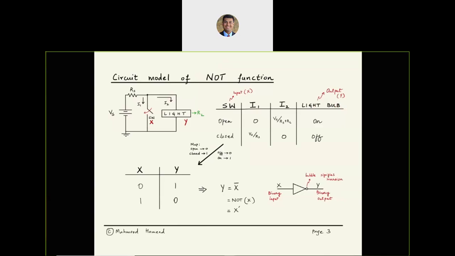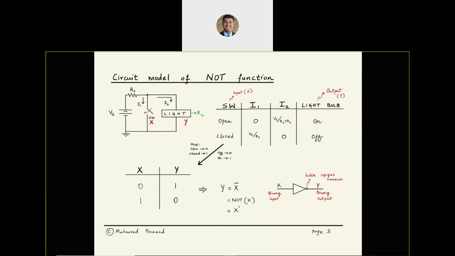We are still using X to represent the state of the switch, Y to represent the state of the light bulb. When the switch is open, no current can flow through the switch, which means I1 is 0. So that means that all the current from the voltage source has to flow through the light bulb, which is I2. In this case, it would be Vs divided by the sum of those two resistors, Rs plus RL. And in this case, the light bulb is turned on.